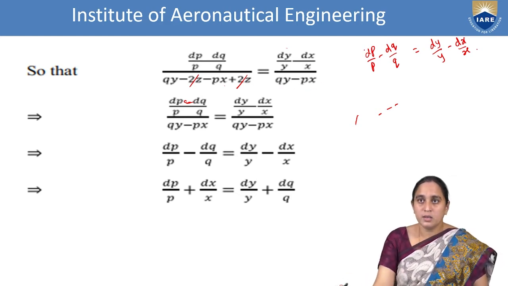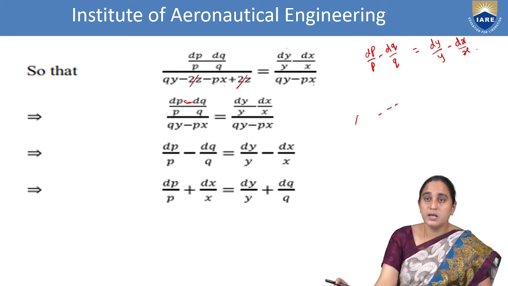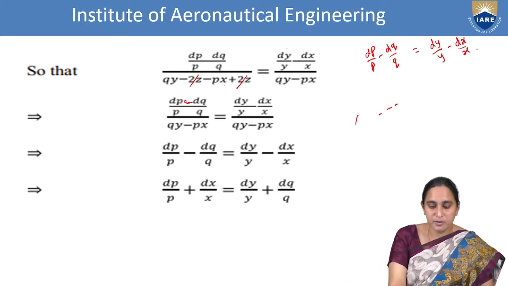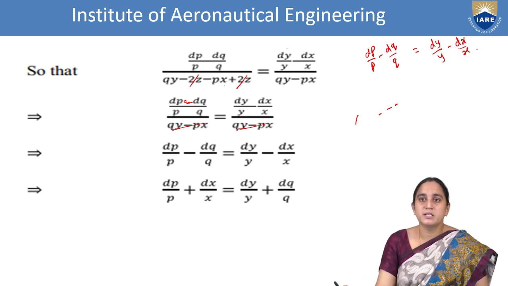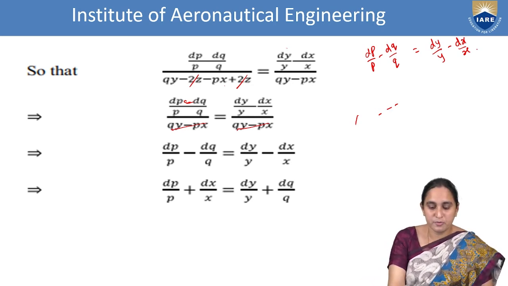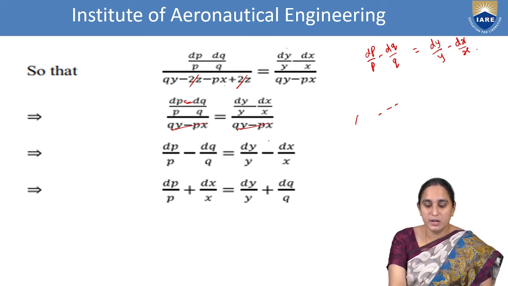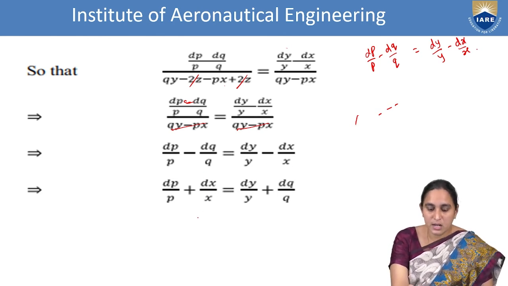There are no common terms here, directly Qy minus Px. Once you observe, both side denominators Qy minus Px are cancelled. Therefore, dp by p minus dq by q is equal to dy by y minus dx by x. From that, I'll take p and x terms in the LHS, and y and q in the RHS.